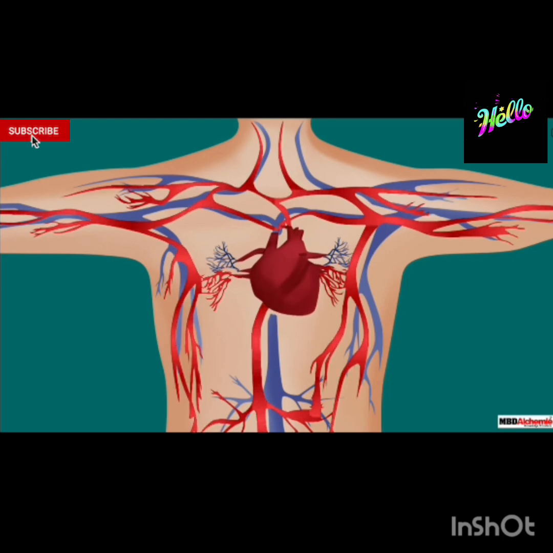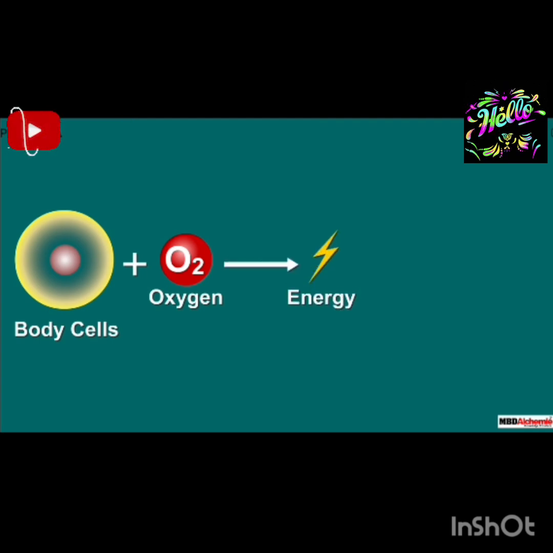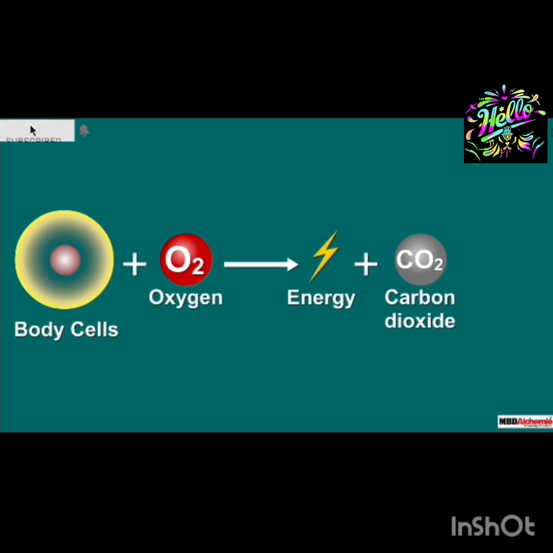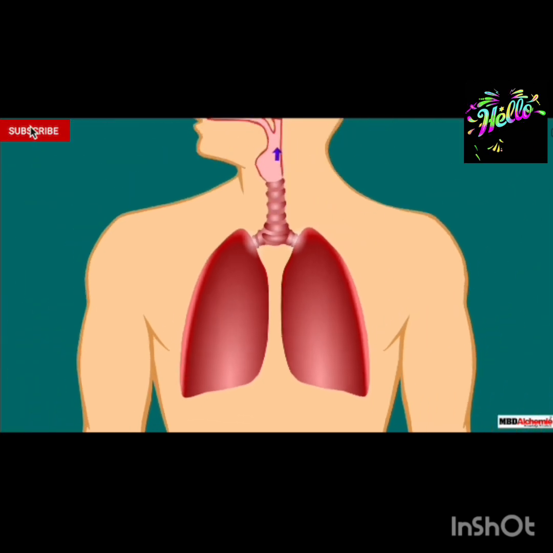Now, the oxygen-rich blood travels throughout the body, delivering oxygen to every cell. Inside the cells, the oxygen breaks down the food molecules to release energy along with waste products, carbon dioxide gas and water vapor. The carbon dioxide gas and water vapor are absorbed by blood, taken to the lungs and finally expelled out through the nose.